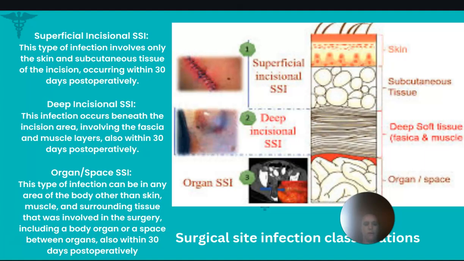And then we have the heavy duty guys here, the organ or space SSIs. This type of infection can be in any area of the body other than the skin, muscle, and surrounding tissue that was involved in the surgery. So this is like body organs or space between organs. Usually within 30 days postoperatively, you'll see these sorts of infections.